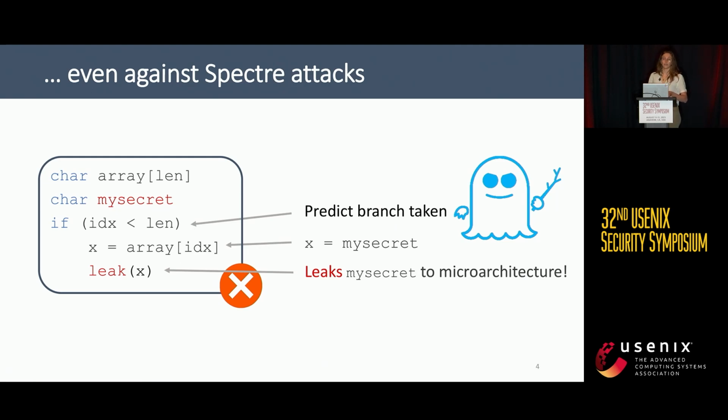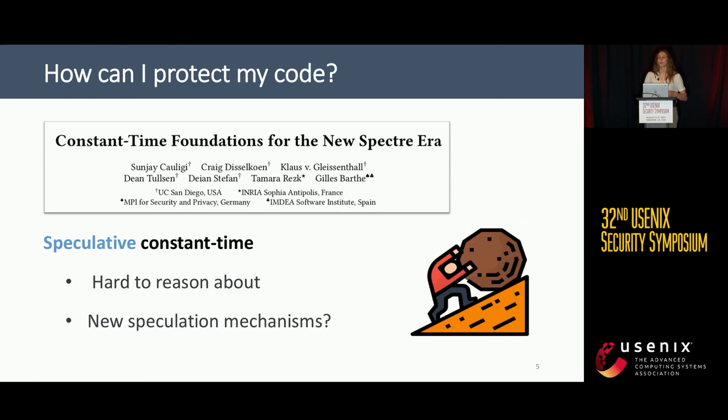This leakage of the secret to the microarchitecture is not reverted. So once we leak the secret in transient execution, it's there for the attacker to observe. And this is Spectre attacks. So now we know that constant time code is not enough to protect against Spectre. What do we do to protect against these attacks?